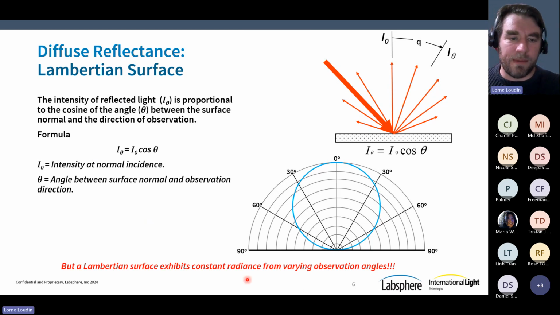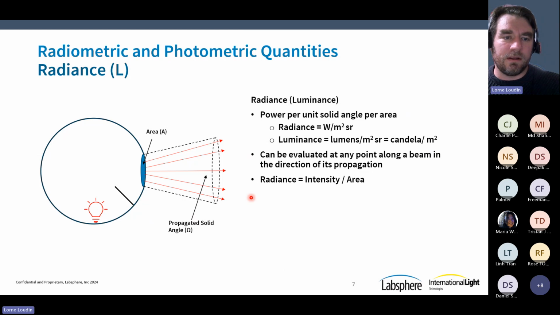What's interesting about a perfectly Lambertian surface is that in theory, it would exhibit constant radiance from varying observation angles, which in some ways seems counterintuitive given that intensity approaches 0 as you approach 90 degrees. But now we can think about what radiance is, and radiance, or luminance if we're working in photometric units, is the power per unit solid angle per area. And that's represented here.